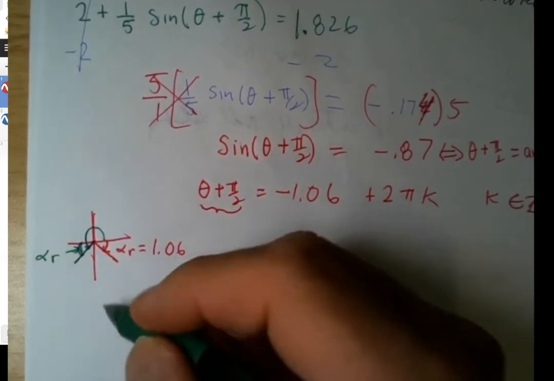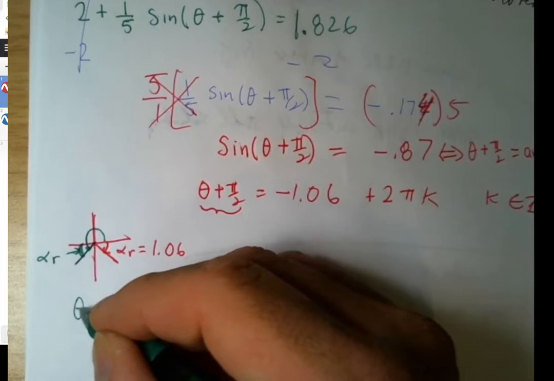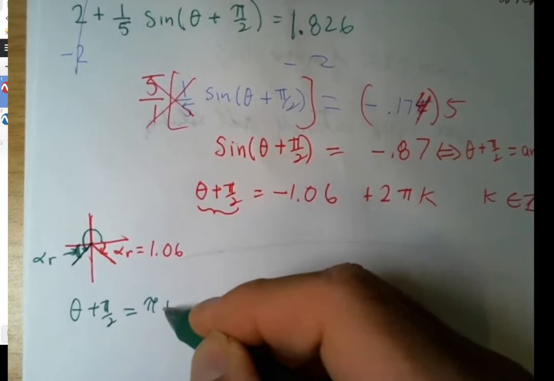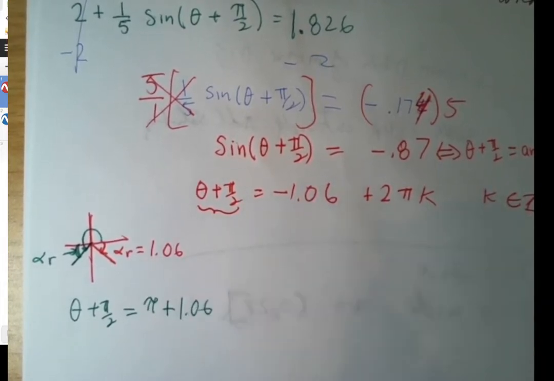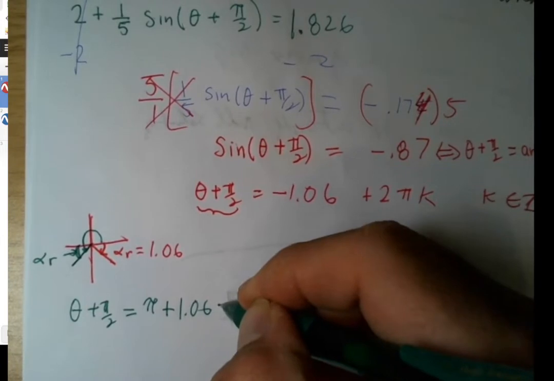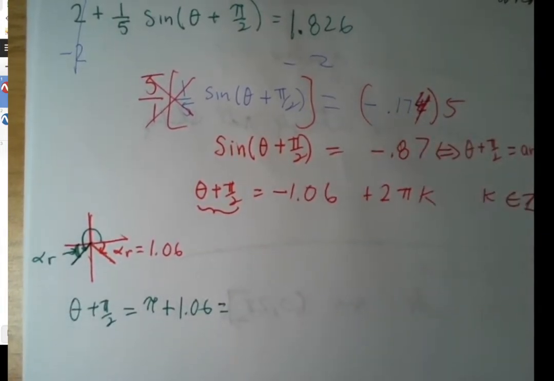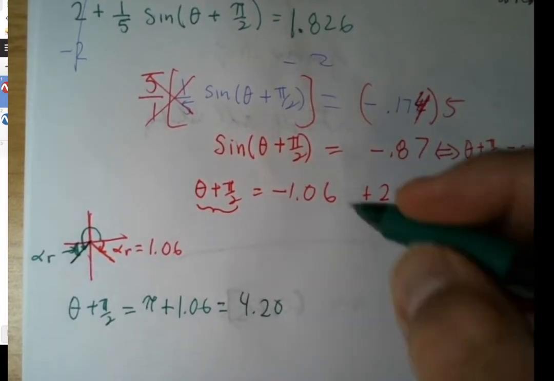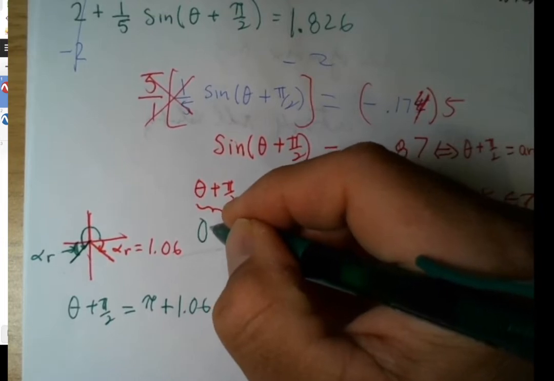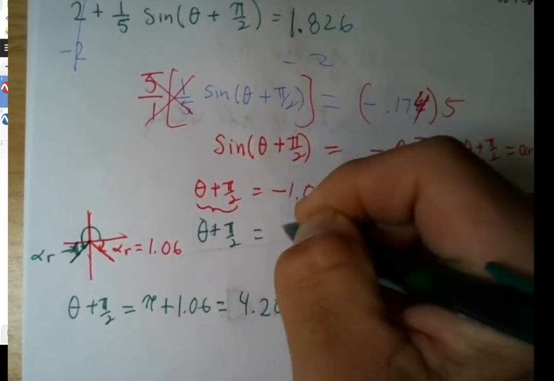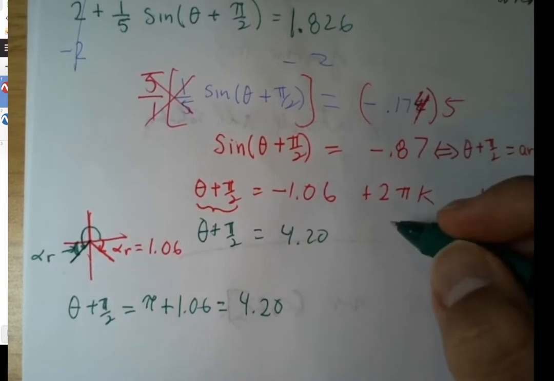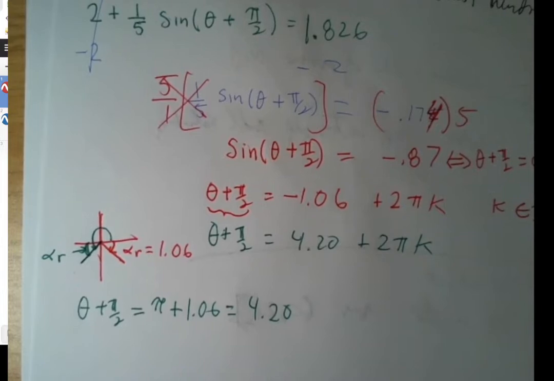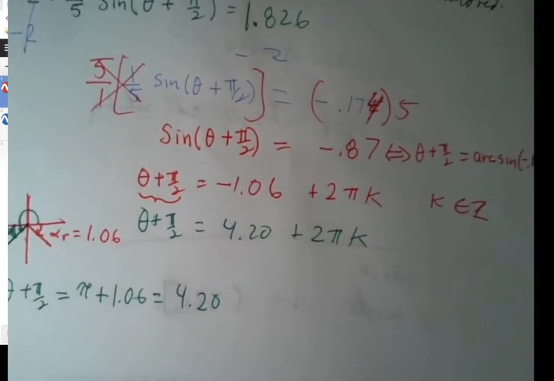Now remember, that is alpha r here, this angle. So my other solution to the angle theta plus pi over 2 is going to be pi plus 1.06, the alpha reference. So this value is pi plus 1.06, 4.20. So my other value of theta plus pi over 2 is 4.20, plus, again, that also happens every 2 pi k. And in both cases, k is just some integer.